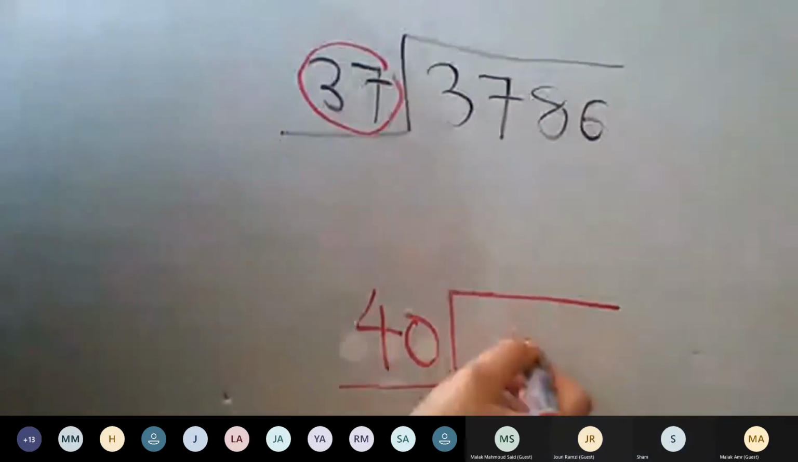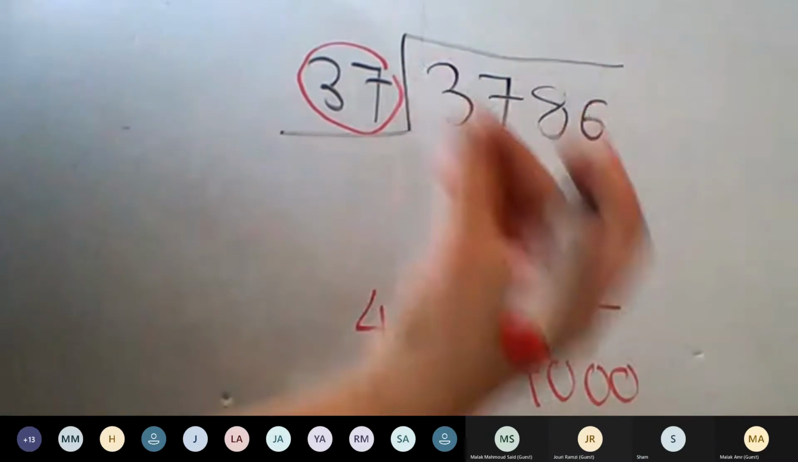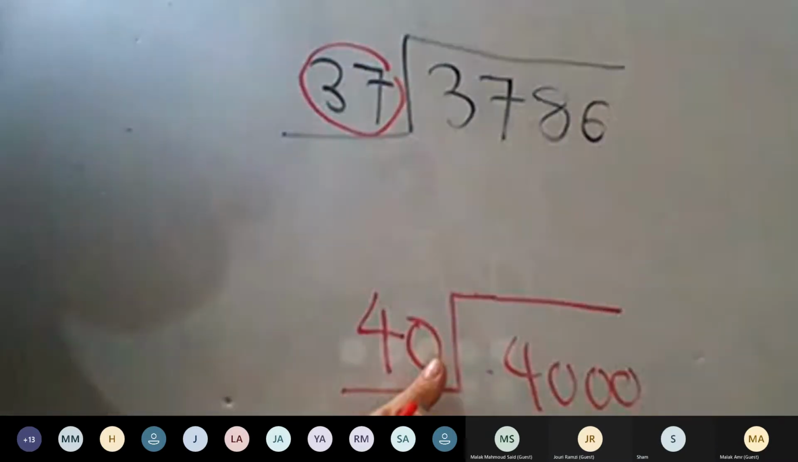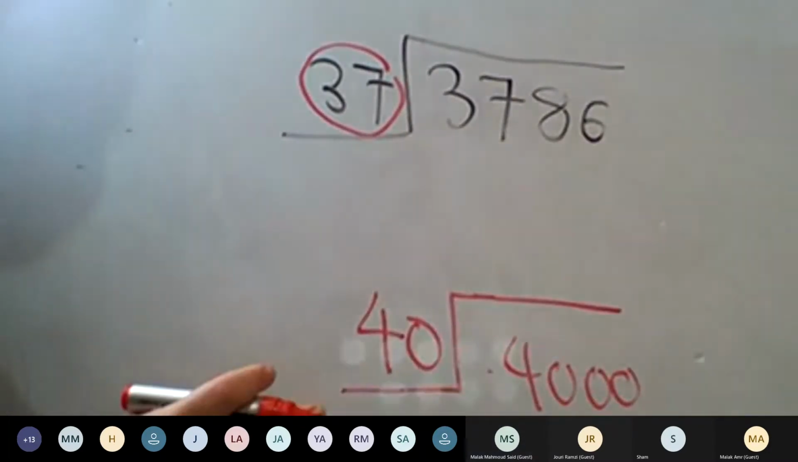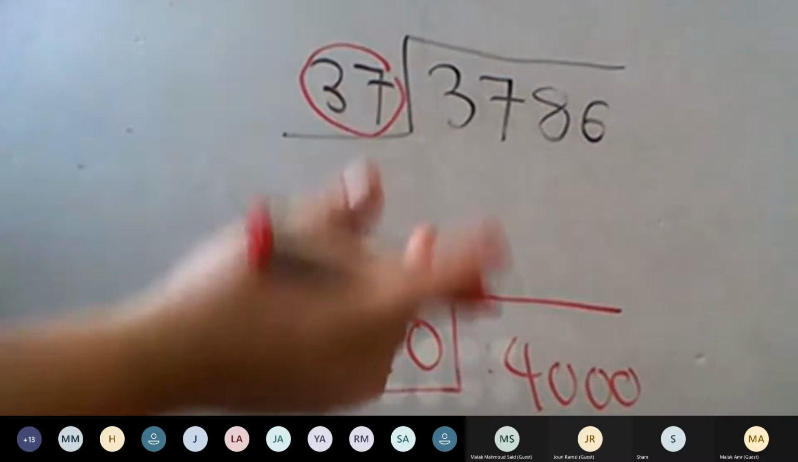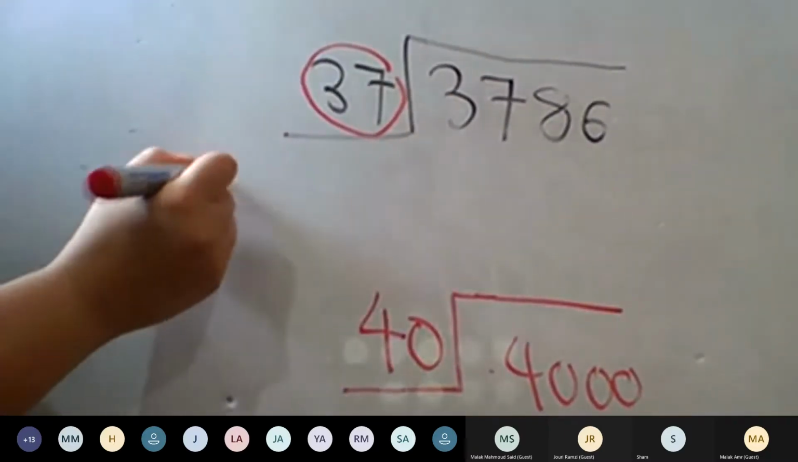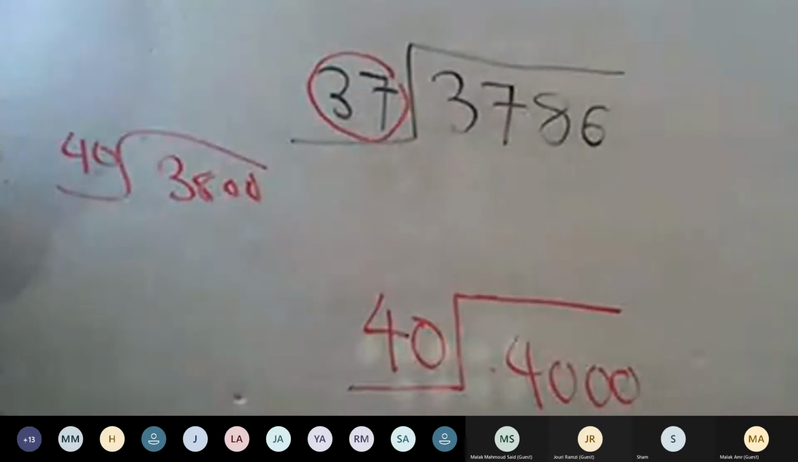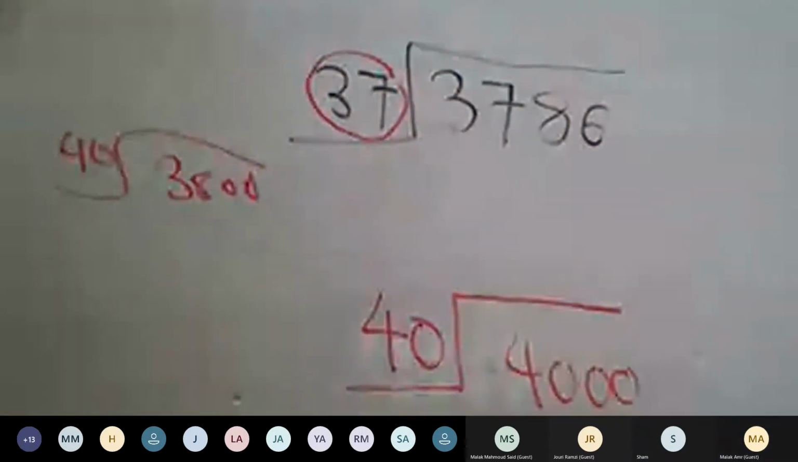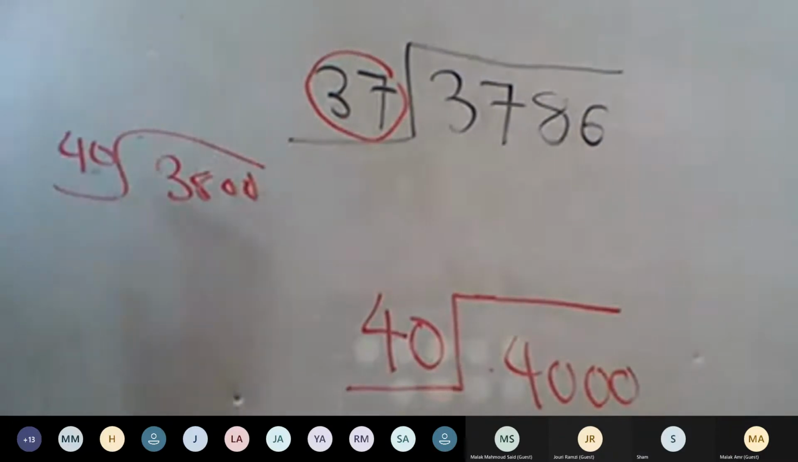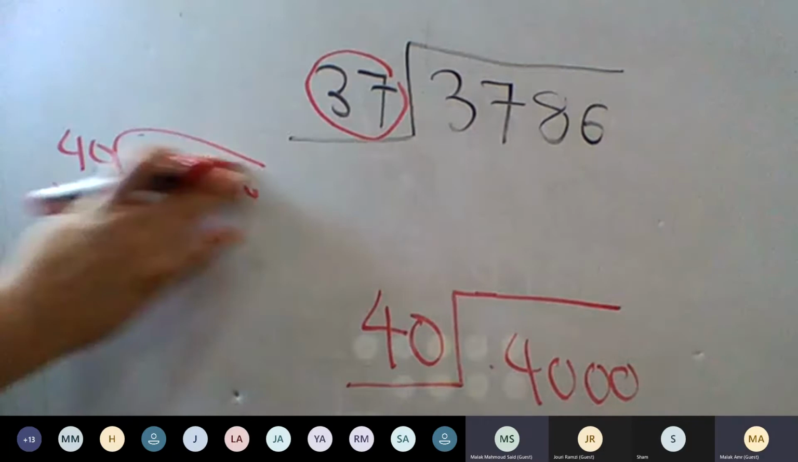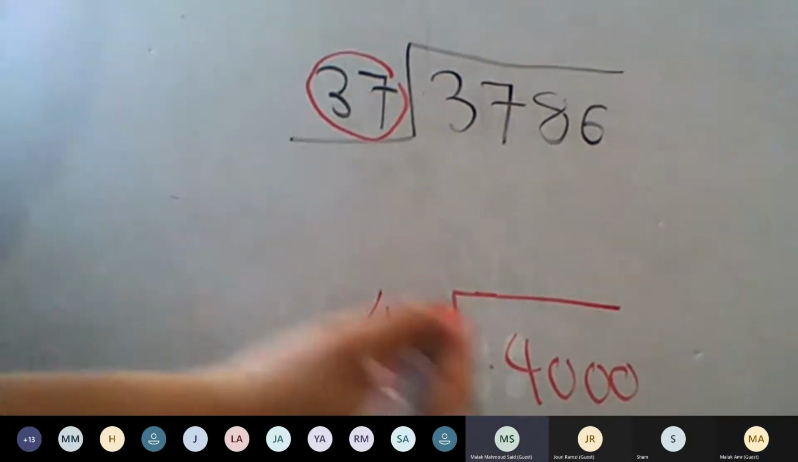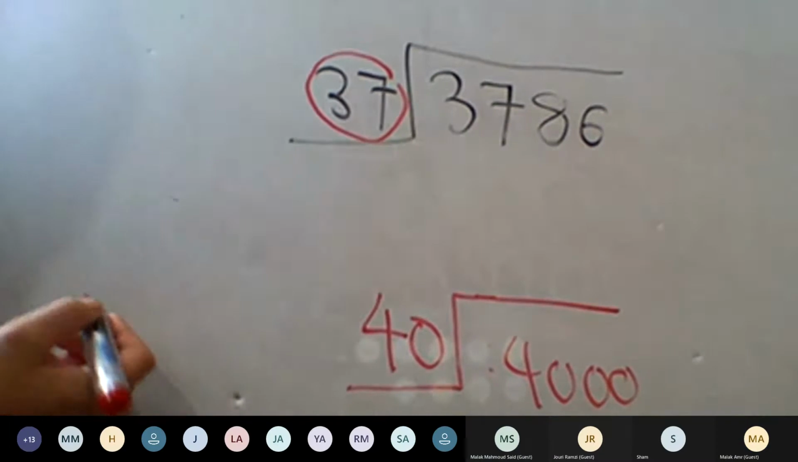It will be easy. So 4,000, the meaning of compatible numbers, is that you have to be able to solve it in your mind. If I tell you 3,800, can you divide 3,800 by 40 in your mind? No. So this is the meaning of compatible numbers: think about a number that is easy to divide in your mind. 4,000. So 4,000 divided by 40 is what?